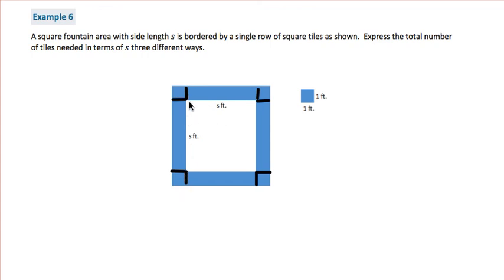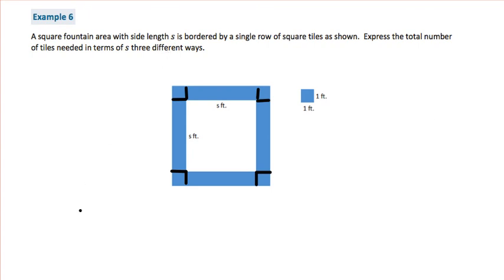Okay, so we look at that. This is s feet long, this is s feet long, this is s feet long, and this is s feet long. But we have one little square, and this little diagram tells us that. We have this little square area, which is 1. The side length of this square is 1. So there are a variety of different ways we can write this, and that's exactly what they want us to do.